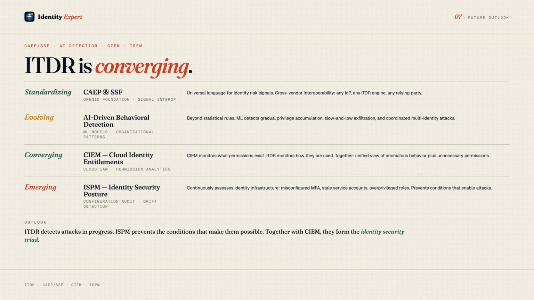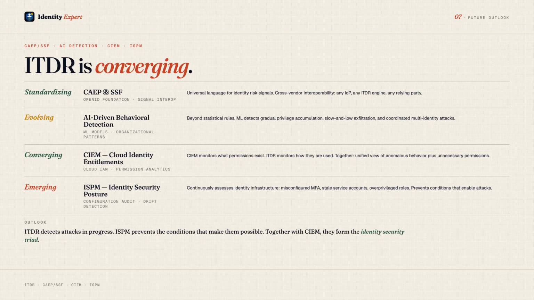ITDR is converging with 4 forces that will reshape identity security. First, CAEP and SSF standardization. The OpenID Foundation's Shared Signals Framework and Continuous Access Evaluation Protocol are creating a universal language for identity risk signals. When every IDP, relying party, and ITDR engine speaks the same SSF event format, cross-vendor interoperability becomes real. An ITDR engine from one vendor can consume signals from any compliant IDP and push response actions to any compliant relying party.